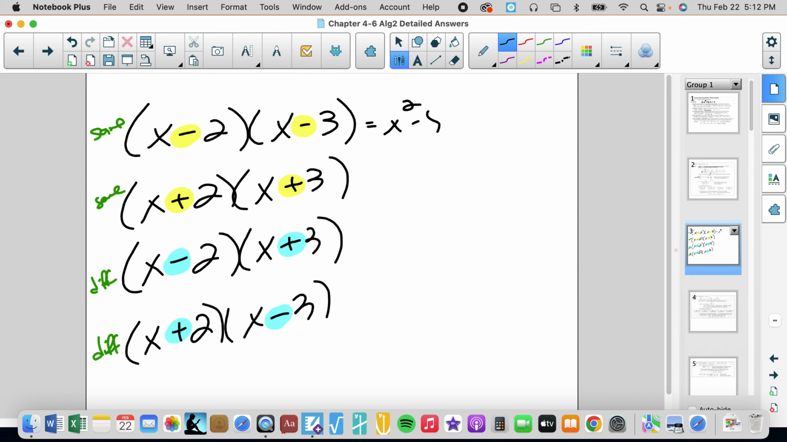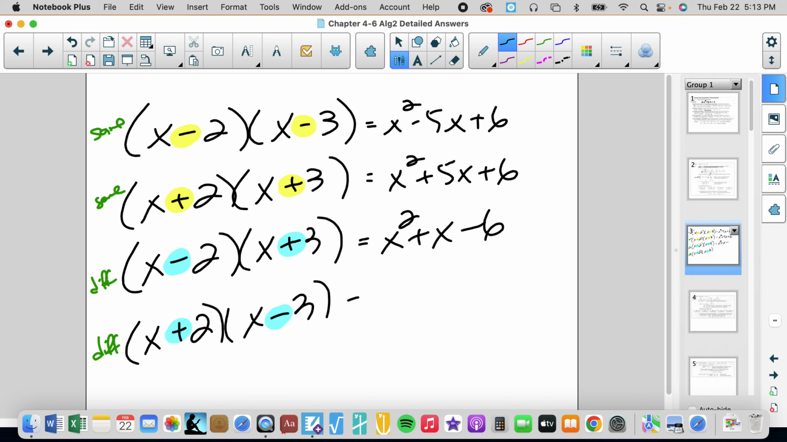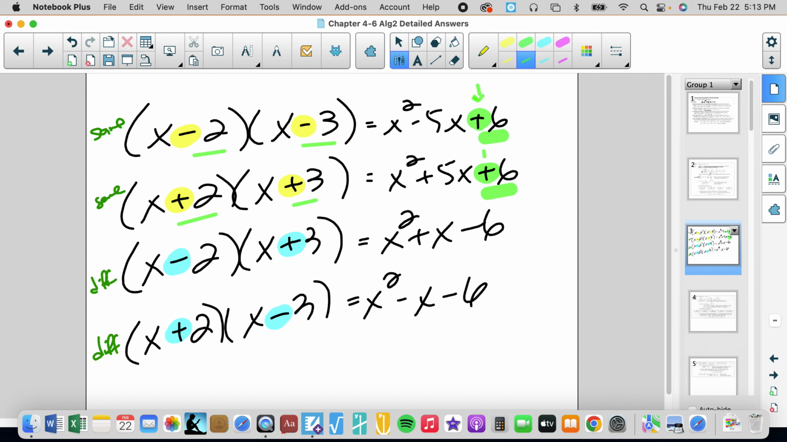That's x squared minus 5x plus 6. This is x squared plus 5x plus 6. This is x squared plus x minus 6. This is x squared minus x minus 6. So we can look and see, gosh, what am I noticing? I'm noticing that the second sign, this product, is always positive. Well, it's always positive because you're multiplying -2 times -3, and this is +2 times +3. So when the signs are the same, this second sign will always be positive.